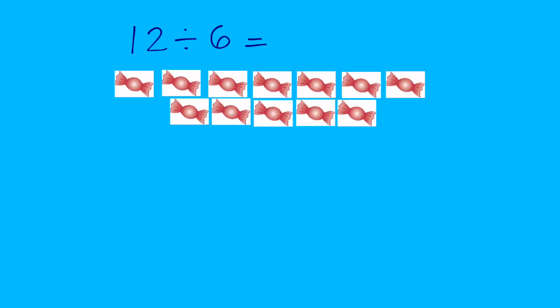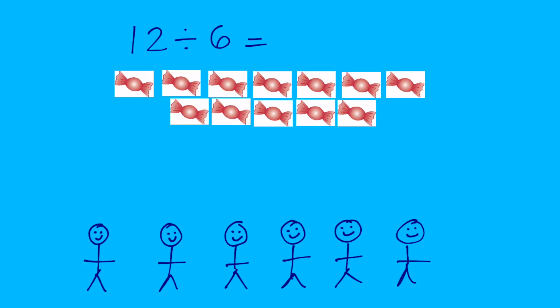So let's try another one. We've got 12 divided by 6. Now, if you know your times tables well, you might have spotted a bit of a pattern and think, oh, that you've seen the numbers 12 and 6 before in one of your times tables. So here I have 12 sweets, and I'm going to share those sweets between 6 people. So let's share them out.